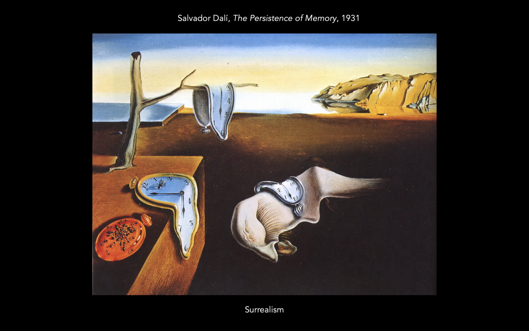Duchamp's found object from 1917. So now we move on to 1931. I'm going to pick up the pace a little bit, otherwise we're going to go way over. All these movements, all these artists are so interesting that we could have a whole class just on any one of these movements.